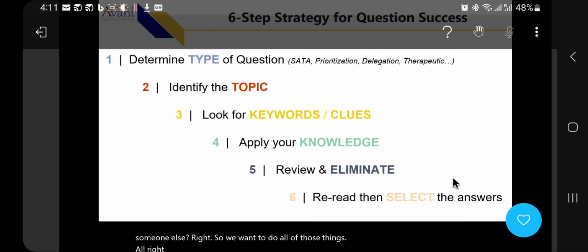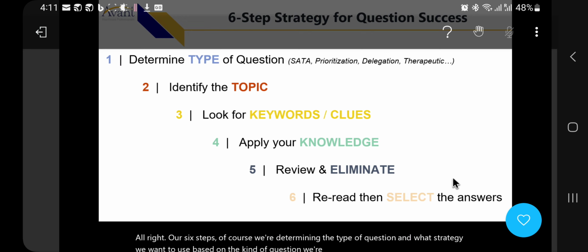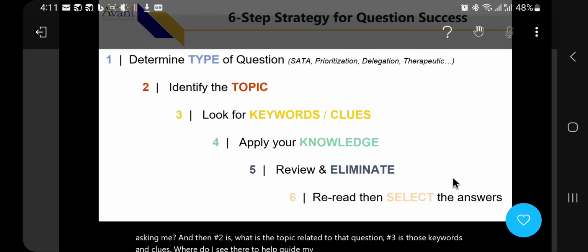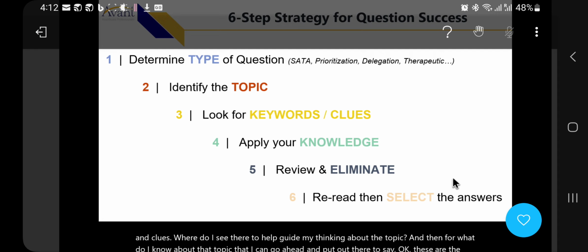All right, our 6 steps. Number 1, we're determining the type of question and what strategy we want to use based on the kind of question we're being asked. What exactly is the question asking me? And then number 2 is what is the topic related to that question? Number 3 is those keywords and clues. What do I see there to help guide my thinking about the topic? And then 4, what do I know about that topic that I can put out there to say, okay, these are the things I know to be true.